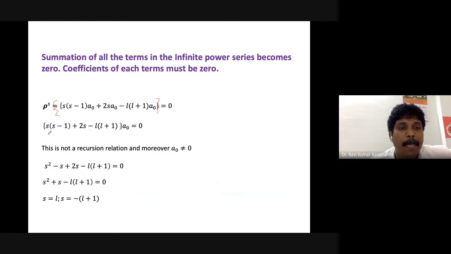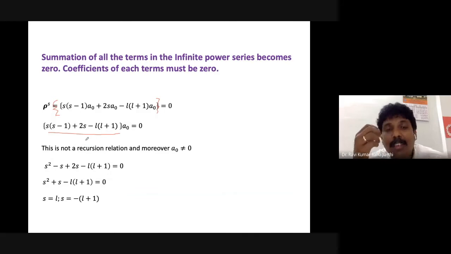That means basically s into s plus 1 plus 2s minus L into L plus 1, multiplied by a naught, must be equal to 0. Please remember that this is not a recursion relation. We will come to the recursion relation later. But you realize that a naught cannot be 0. Why? If a naught becomes 0, all the coefficients in the power series become 0.